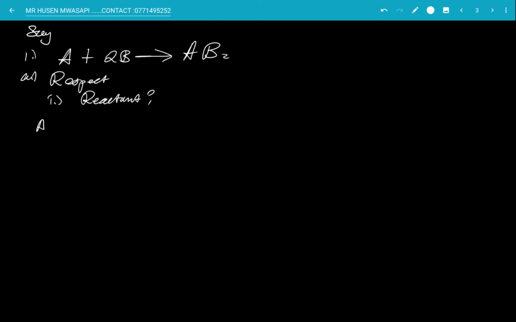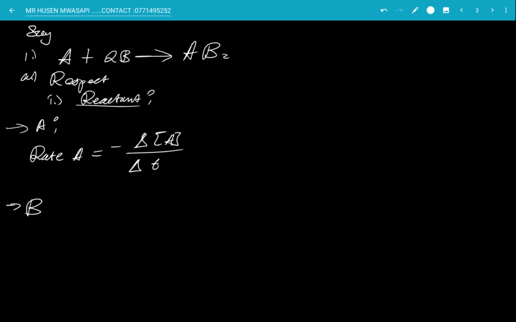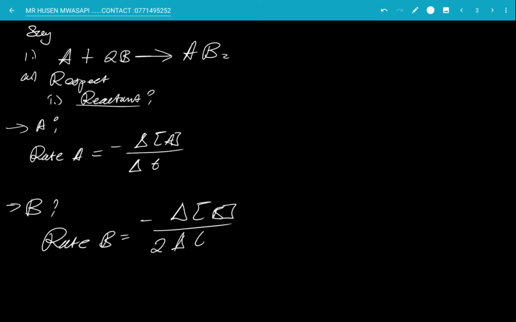say A, the rate of A will be equal to the minus change in the concentration of A over the change in time. Then if you look at the rate of the reactant, which is B, its rate will be equal to the minus change in concentration of B over 2 change in what? Time.